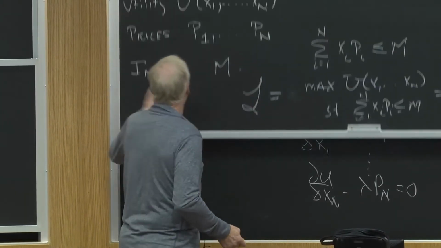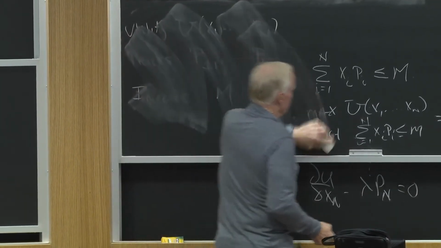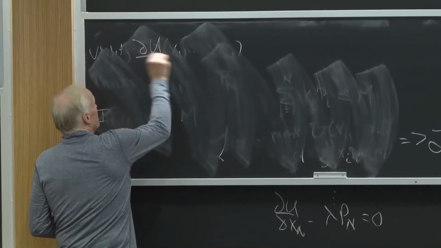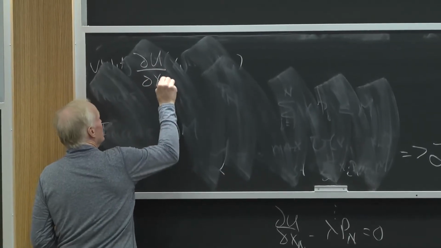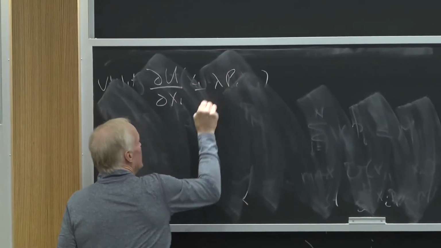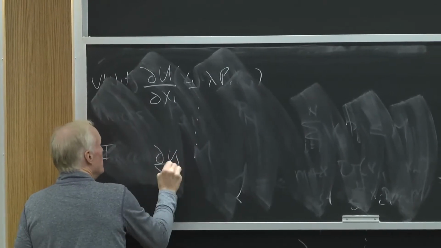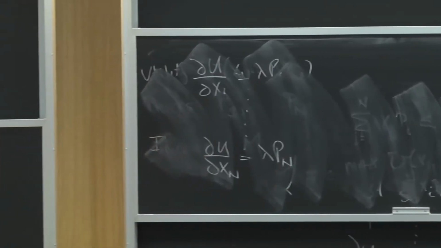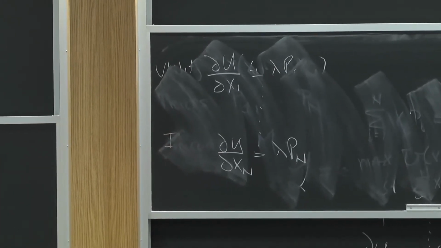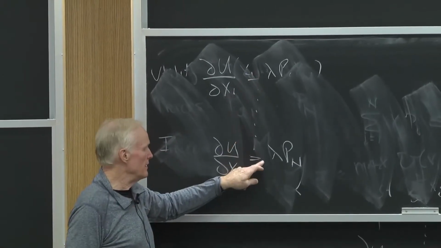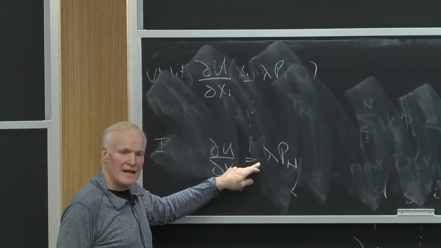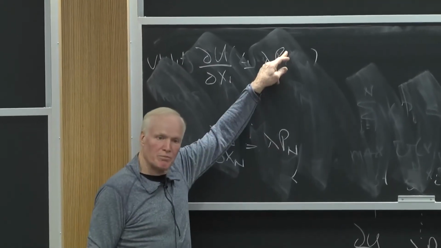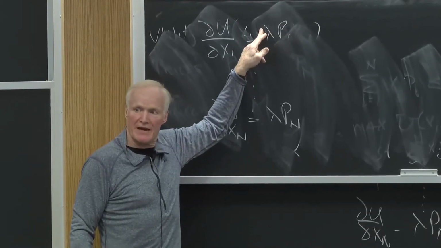Now, another thing that you could think about, and this makes sense, is just look at the equations that we started with. Partial u partial x1 equals lambda p1, down to partial u partial xn equals lambda pn. I got my n equations. And remember, lambda is the same in every equation. So it tells me that in equilibrium, marginal utilities are proportional to prices. And lambda is that factor of proportionality.